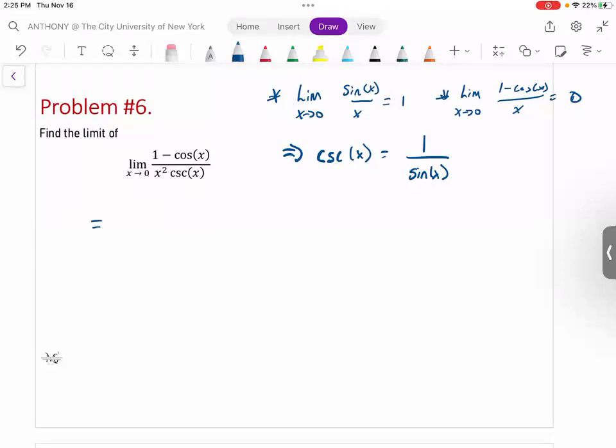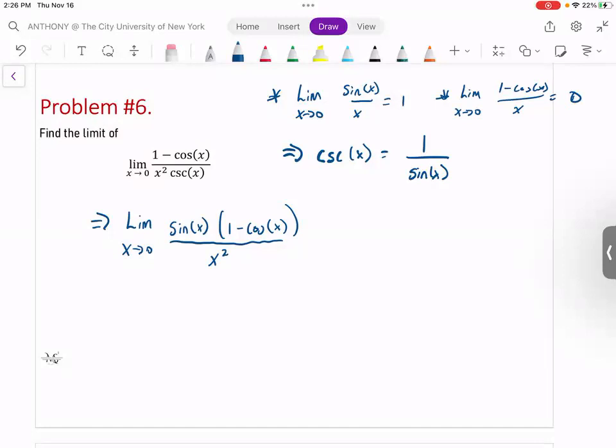So what this problem really becomes is the limit as x approaches 0 of sine of x times (1 minus cosine of x), all divided by x squared. The idea here was to rewrite cosecant as 1 over sine, then flip 1 over sine, so that way the sine goes on the top.